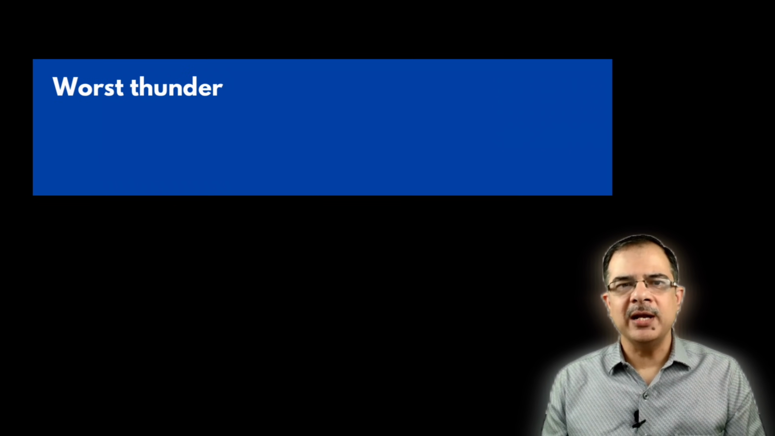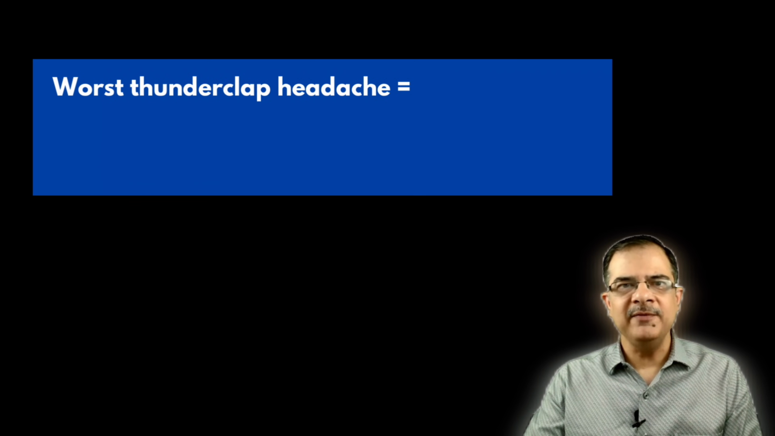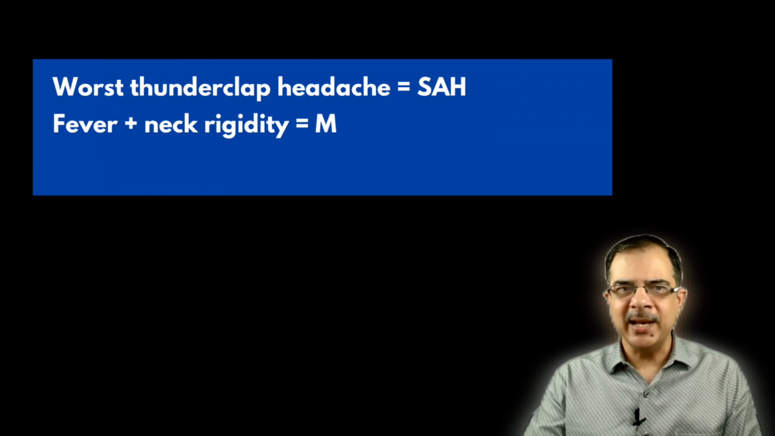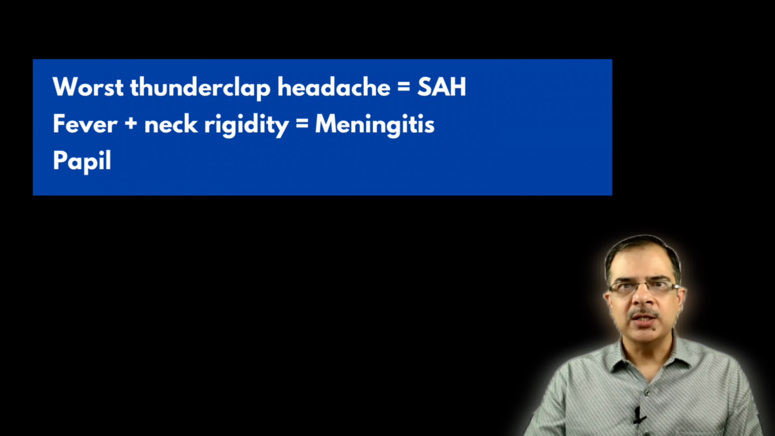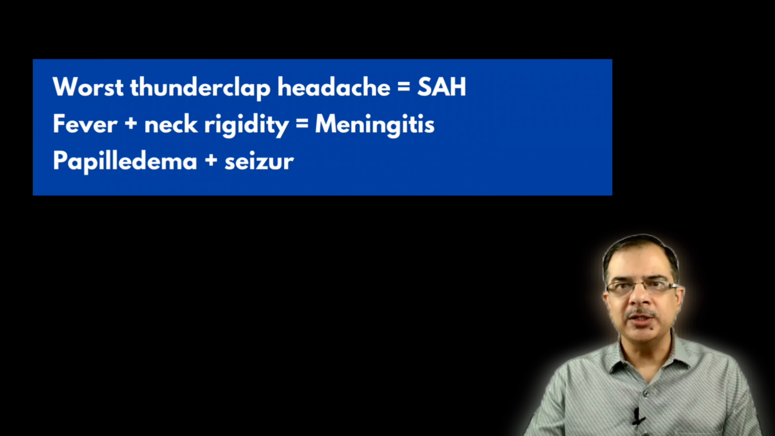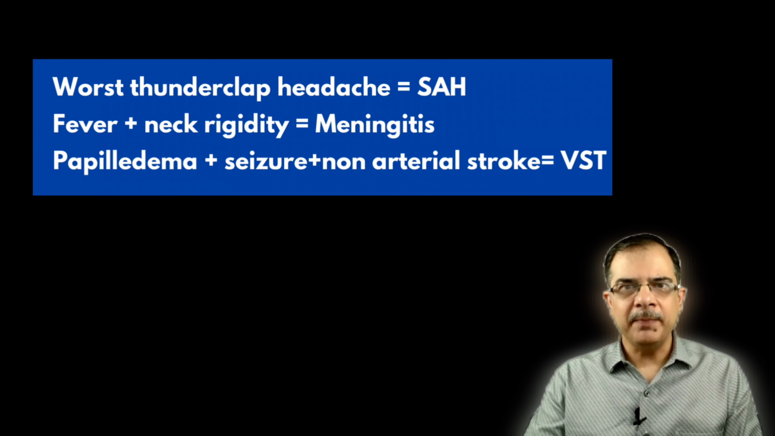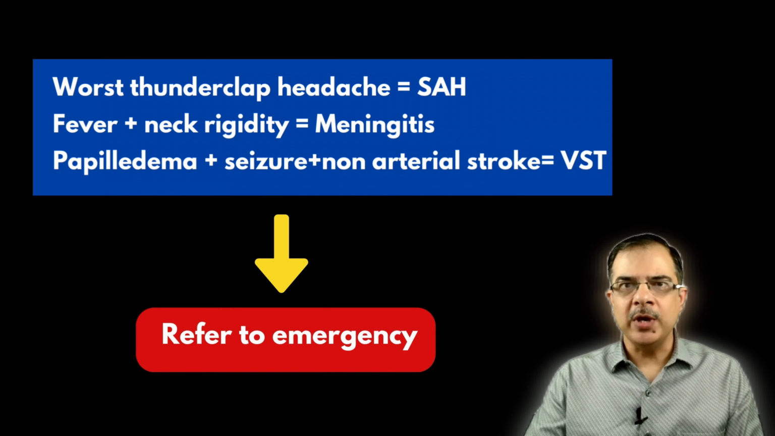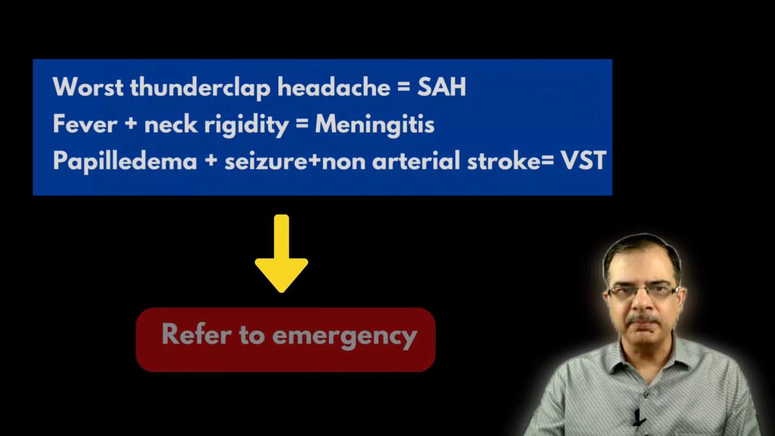If the patient has a history of worst thunderclap headache, worst headache of life, subarachnoid hemorrhage, fever and neck rigidity, meningitis, papilledema, seizures, non-arterial stroke, venous sinus thrombosis. If these features are present, this is an emergency. Refer the patient to emergency for brain imaging and lumbar puncture. Brain imaging means CT scan or MRI, and CSF fluid analysis.